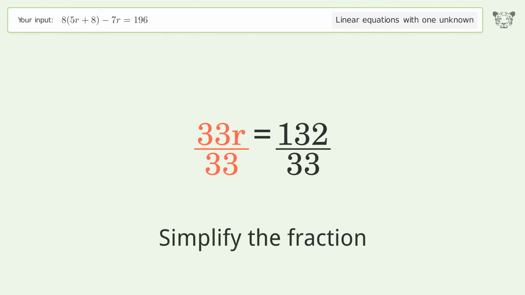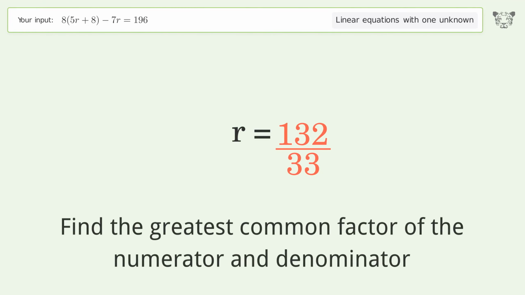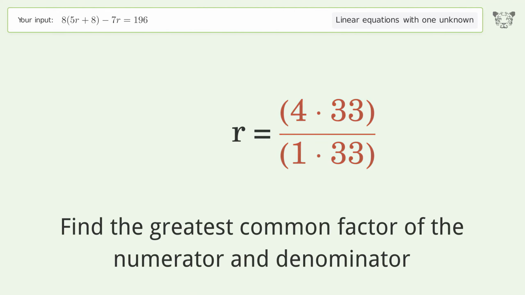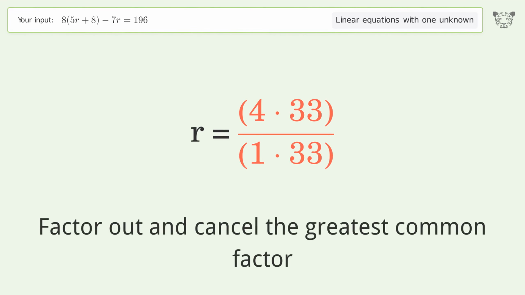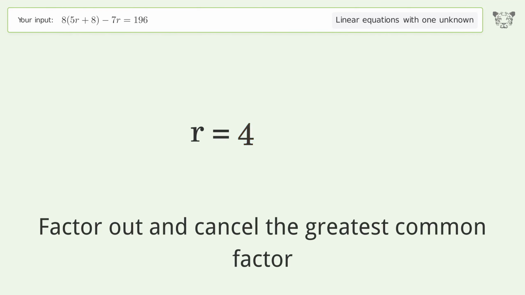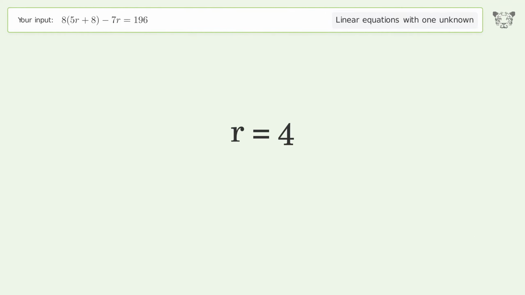Simplify the fraction. Find the greatest common factor of the numerator and denominator. Factor out and cancel the greatest common factor. And so the final result is r equals 4.